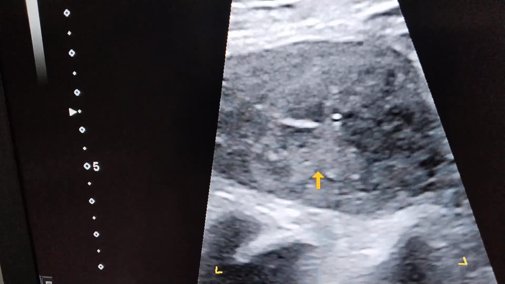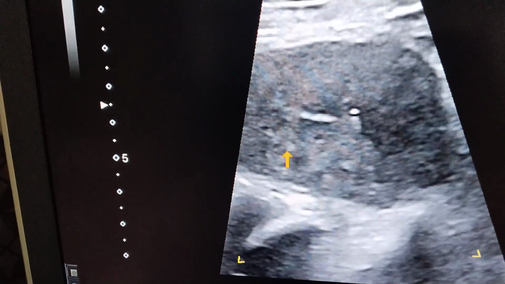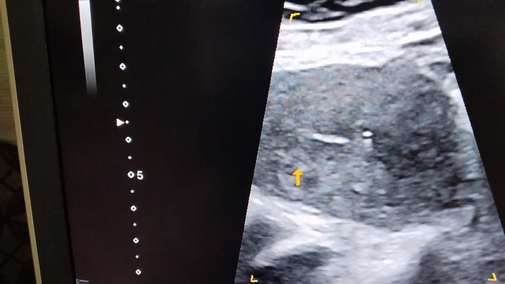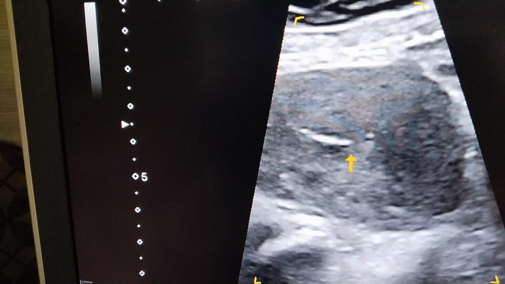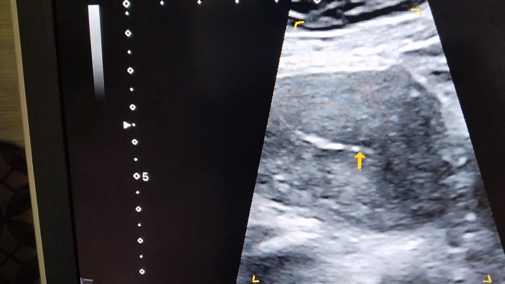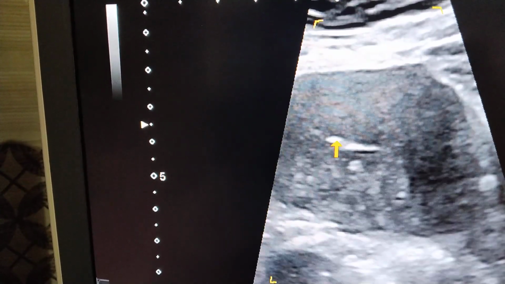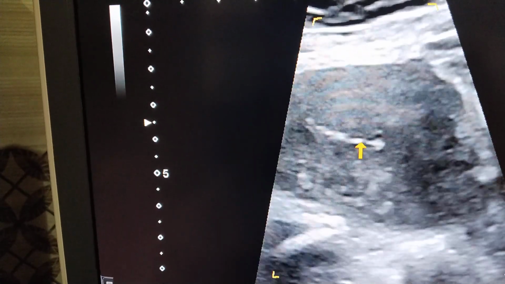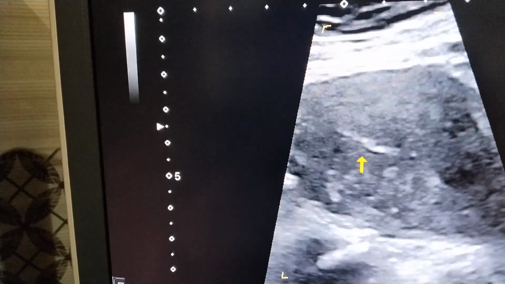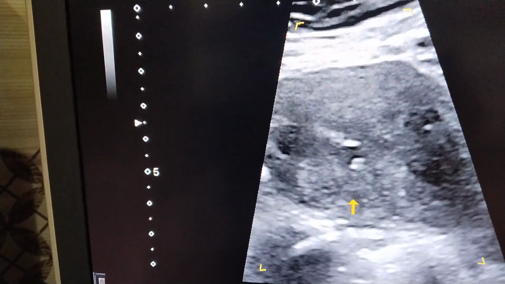Look at the echotexture of the uterus. These echogenic foci represent the endometrial glands. However, the endometrium is clearly visible. It is not indistinct. So this was the case of adenomyosis of the uterus.